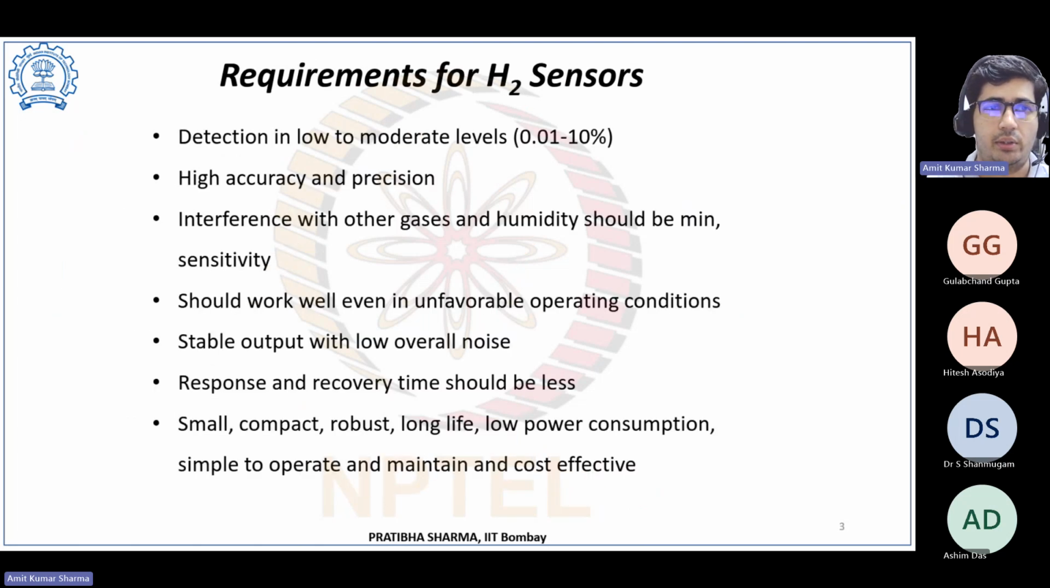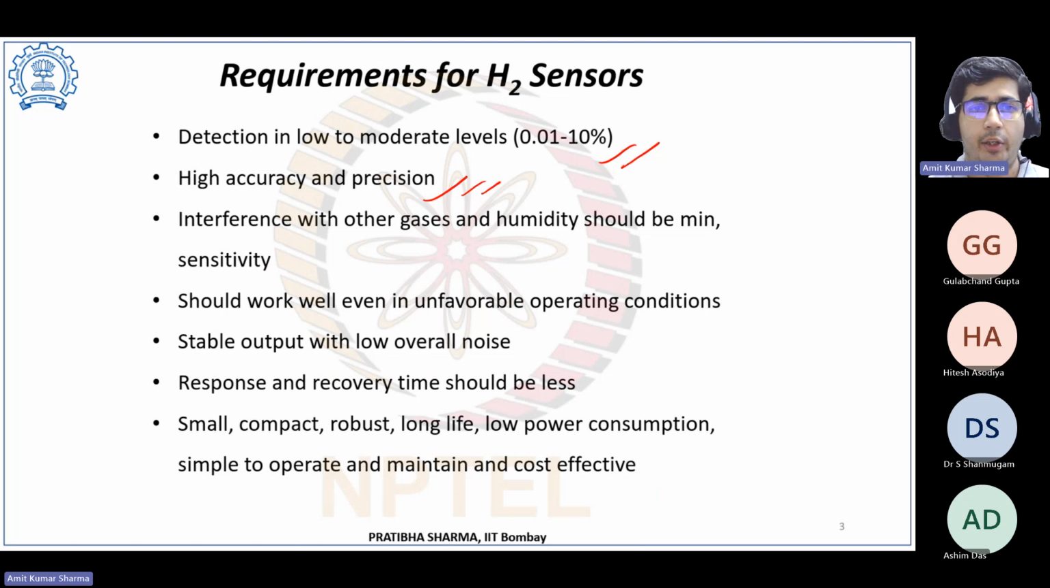Now the requirement of a hydrogen sensor. It should detect low to moderate levels, 0.01 to 10%, because we know that the flammability limit starts at 4%. So it should detect very low percentages of hydrogen. There should be high accuracy and precision, because hydrogen is highly flammable, so if the accuracy is not good and there is a leakage, there can be an accident.